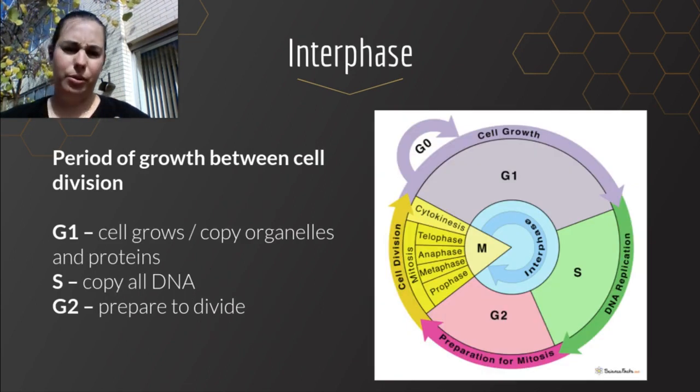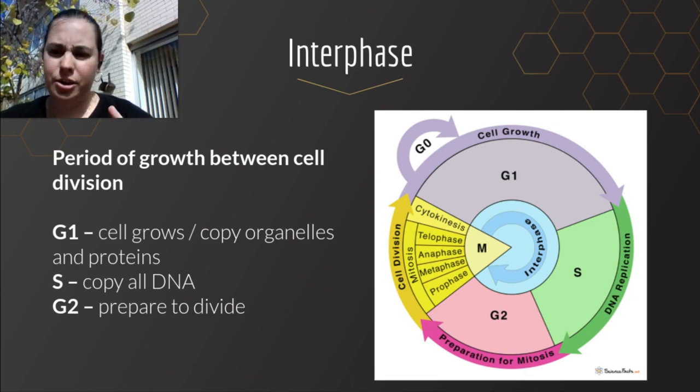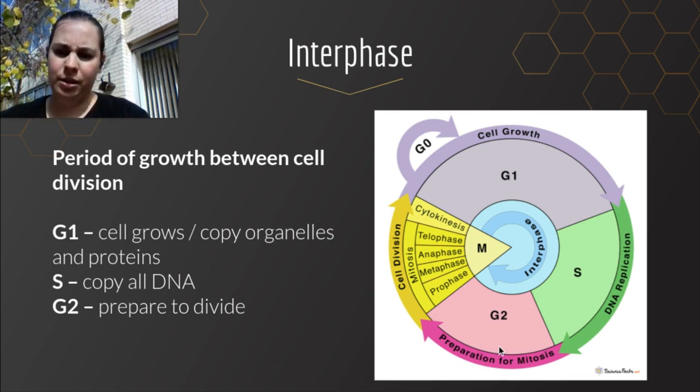This is the period of growth before cell division. So looking at this image that looks very similar to the one in your notes, letter A is G1. In G1, it's the first growth of our cell. It's growing, it's copying organelles and proteins. S is when we copy or synthesize all of our DNA. So if we have two cells and we need the same amount of DNA in both cells because we're copying it, then we need to make more DNA. And then we have G2, the second growth. This is when it's preparing to divide. And all three of these are considered interphase.